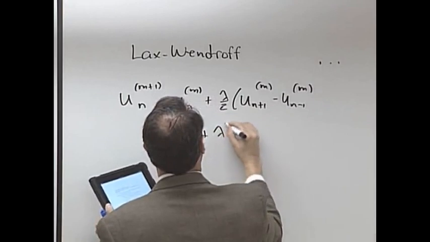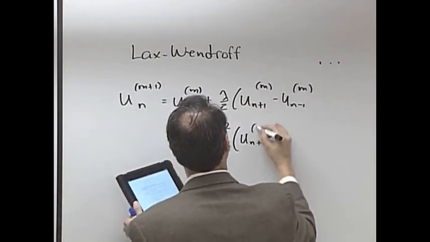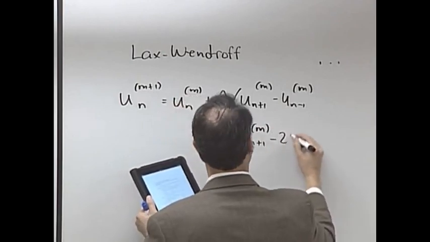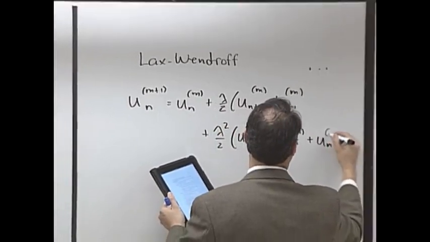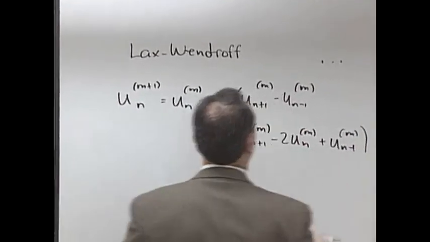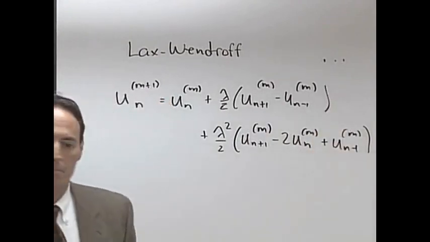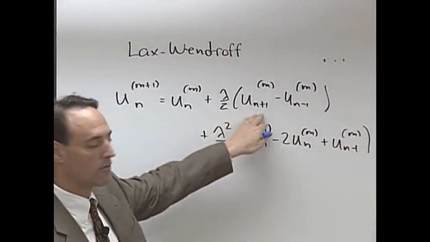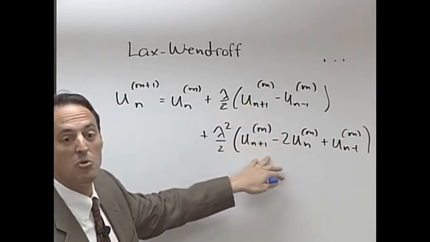And remember with Lax-Wendroff, what we did, hold on a second, let me write it all out. Okay. It's a lot like the forward Euler, except now we added this diffusion term.